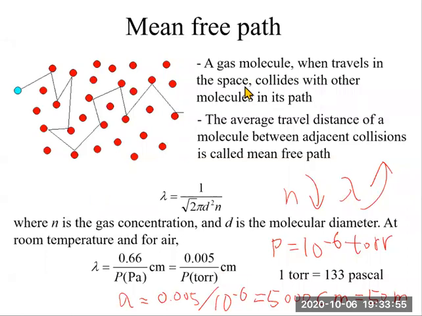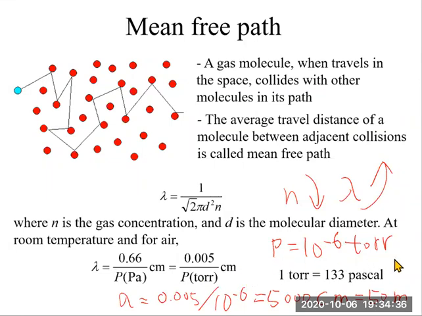But then we introduced this very important concept for vacuum technology, mean free path. Mean free path is simply the average travel distance of a molecule between adjacent collisions. The mean free path lambda, if we use pressure in torr, is equal to 0.005 divided by pressure in torr. The unit for lambda is centimeter.